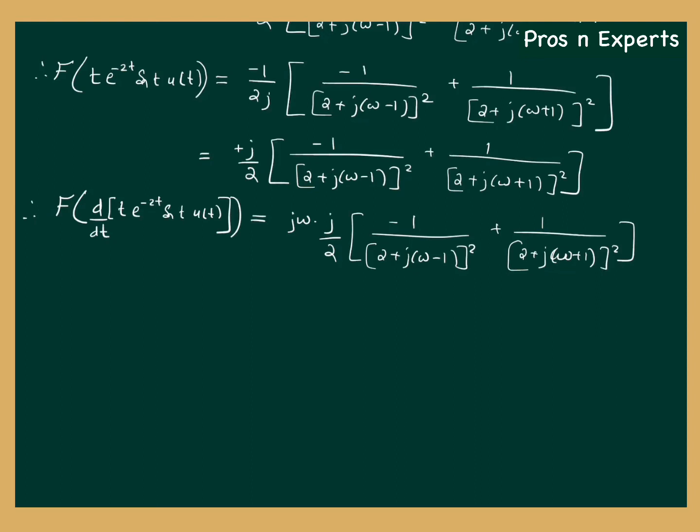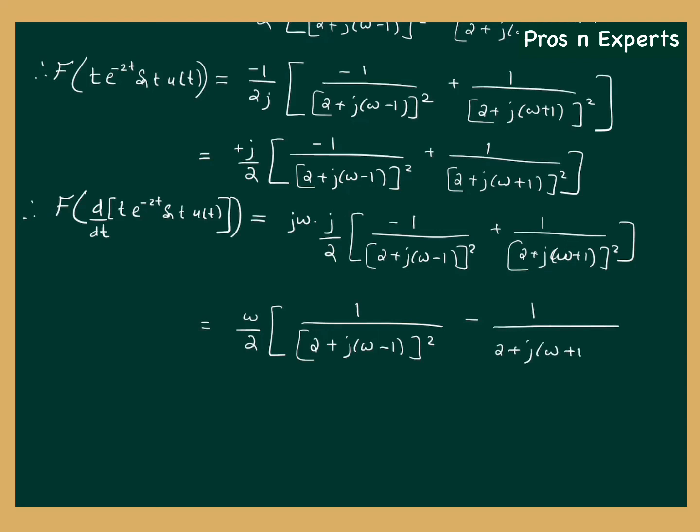We can write j into j is minus 1. That minus 1 can be multiplied inside. So the final answer will be omega by 2 into plus 1 by, because this product of j into j minus 1 is taken here, it will give you plus, and taking here, this term will be minus. So plus 1 by 2 plus j into omega minus 1 the whole square minus 1 by 2 plus j into omega plus 1 the whole square, and that is our final answer.